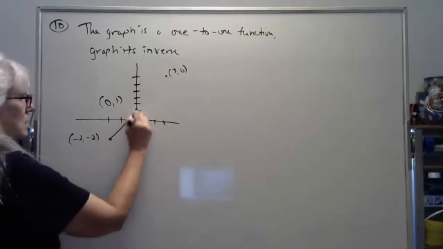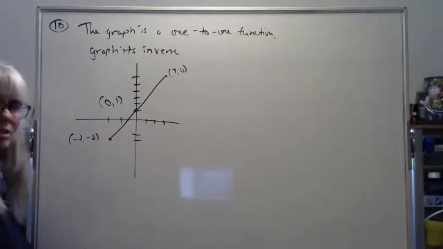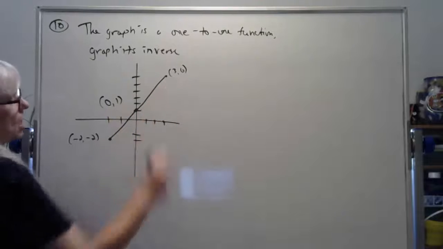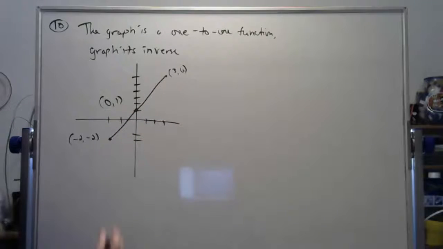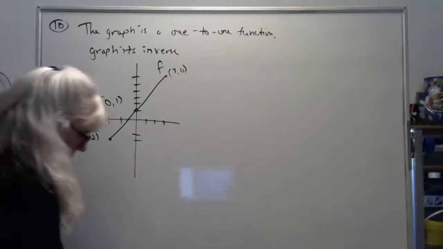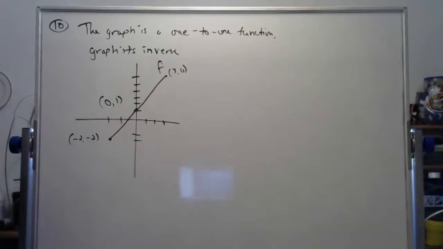So it looks something like that. And depending on your grid, it's not necessarily a straight line, but it looks something like that. So -2, -2, 0, 1, and 3, 6. So that's the original function f. And I want to graph its inverse. So this was yesterday's lecture. In order to graph the inverse, what do I have to do?